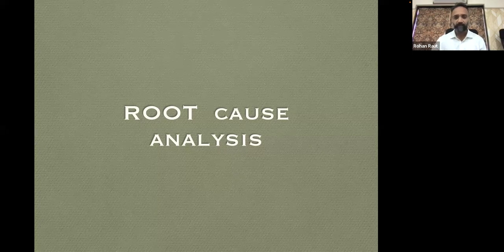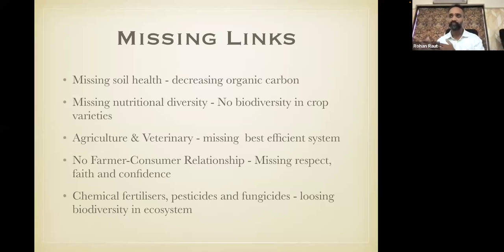While thinking, I realized that there are many things which are missing. We are basically missing soil health, because our soil organic carbon is decreasing. We are missing nutritional diversity because we are missing diversity in crop varieties. Monoculture has brought us into this situation, the missing of nutritional diversity.